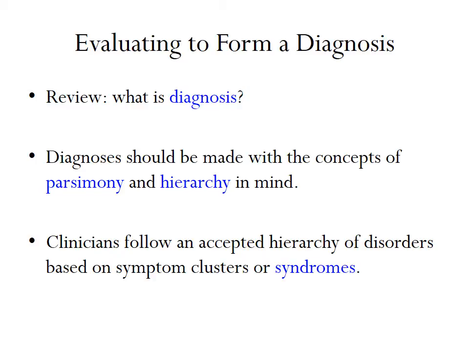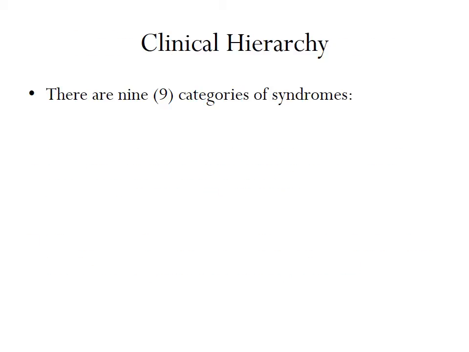So let's look at the clinical hierarchy. There are actually 9 different categories. Each of these categories relate to syndromes or clusters of symptoms. The first is the most severe. This is what we need to address first with our clients. And it proceeds downward from there.